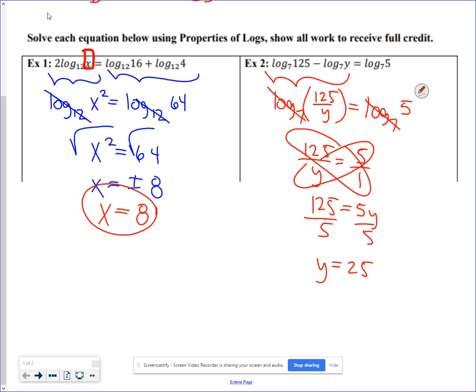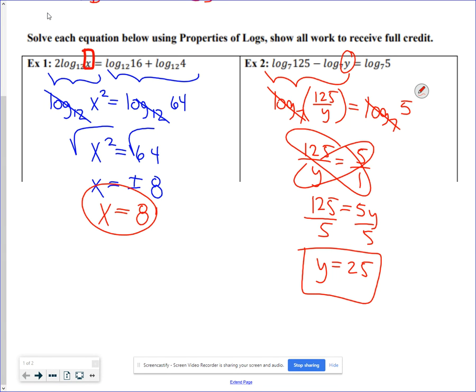And then let's make sure 25, we can use that. So if we plug it back in for y, here's the y. If I plug 25 in there, that number needs to be a positive number. 25 is a positive number, so it works. So y equals 25 is the solution that we're going to use.